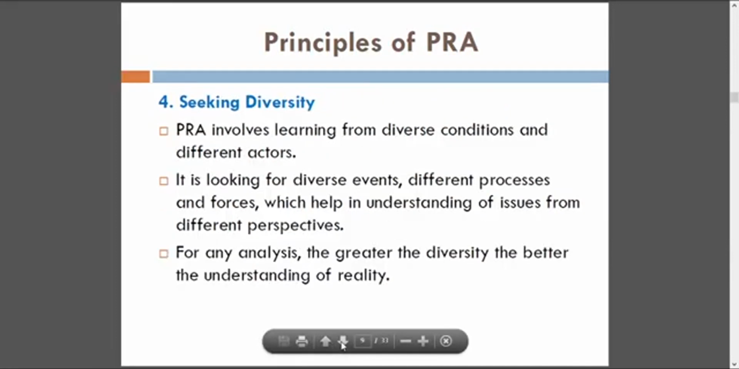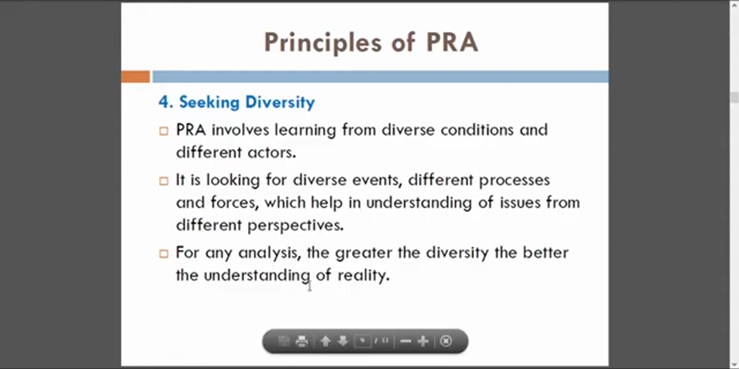Then the other principle is seeking diversity. So participatory rural appraisal involves learning from diverse conditions and different actors. It is looking for diverse events, different processes and forces, which helps in understanding the issues from different perspectives. So for you to do any proper analysis, you need diversity. Get views from women, get views from youth, get views from the men, get views from the elderly. Talk to the local leaders, talk to the religious leaders, so that you're able to have diverse views from the community.